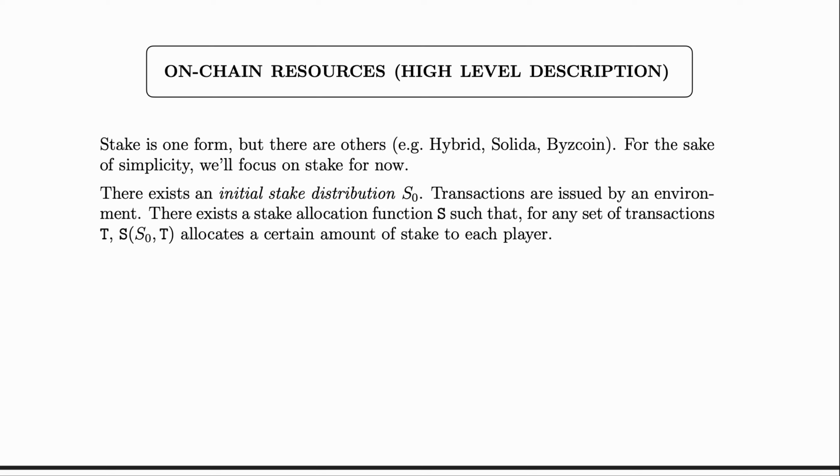Okay, so how do we want to model stake? We'll suppose there exists an initial stake distribution. This just allocates some non-zero amount of stake to some finite subset of the players. We'll suppose that transactions are issued by an environment. And we'll suppose there exists a stake allocation function S, so for any set of transactions T, S, given the initial stake distribution and that set of transactions, allocates a certain amount of stake to each player. So the stake allocation function, given any set of transactions, basically decides who owns what.